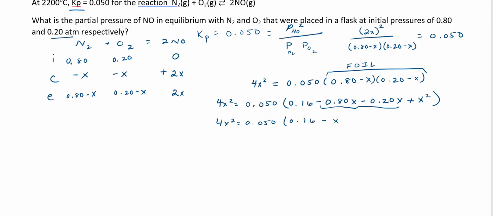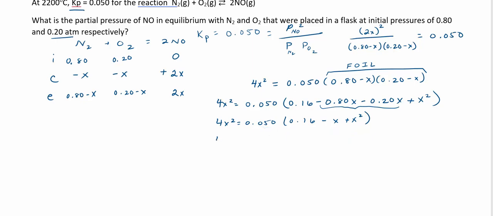So 0.8x minus 0.2x, this negative 0.8 minus negative 0.2 is just a negative 1. So that is convenient. Now I'm going to distribute this number through. And what that means is I'm going to take this number and multiply it by this number, and then by this number, and then by this number. And when I do that, then I've distributed it through.